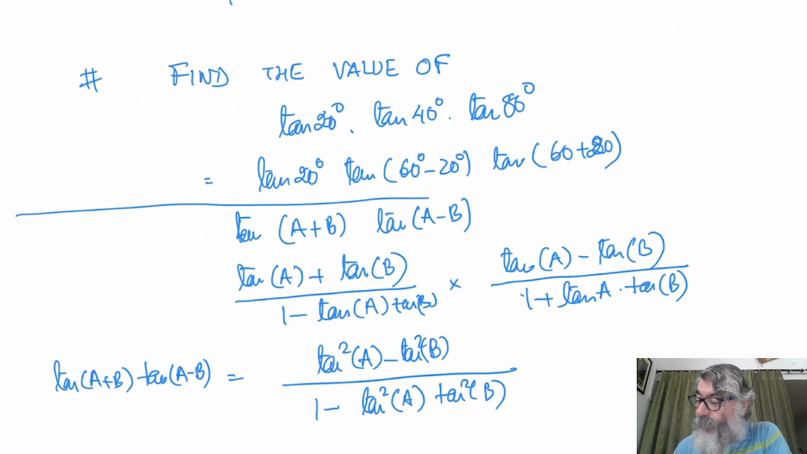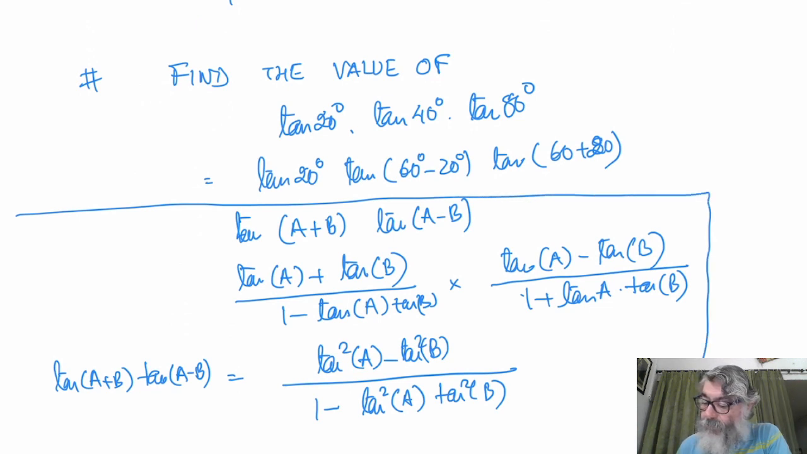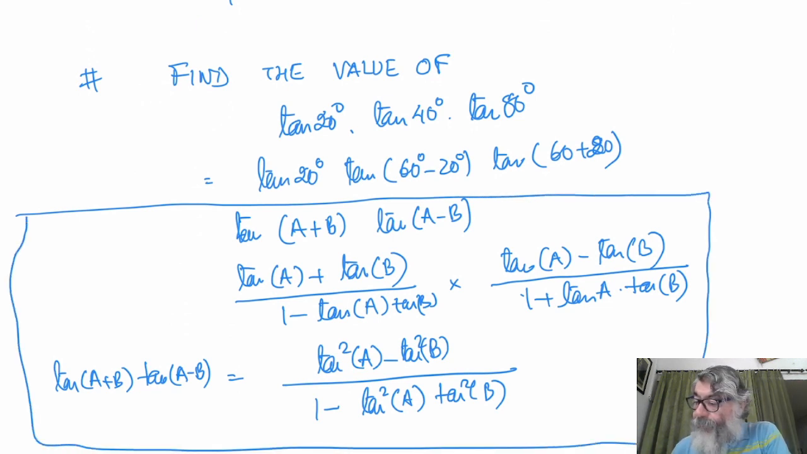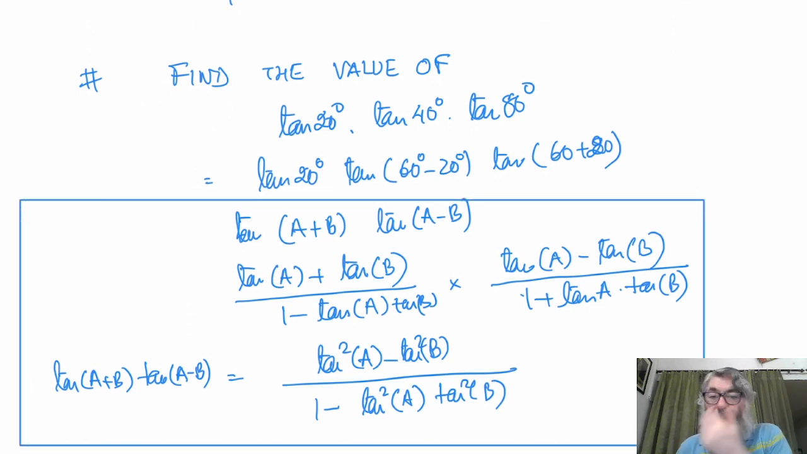This is from here. tan(a+b) times tan(a-b): we calculated the value of tan(a+b) as (tan a + tan b) upon (1 - tan a tan b), and tan(a-b) as (tan a - tan b) upon (1 + tan a tan b). When we multiplied them, we got (tan² a - tan² b) upon (1 - tan² a tan² b). Just see in the question, I have tan 60 minus 20, tan 60 plus 20.